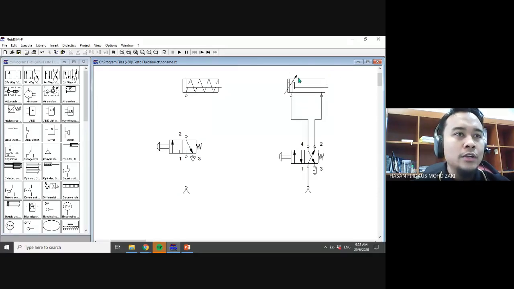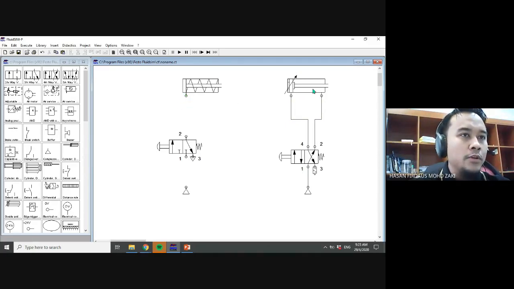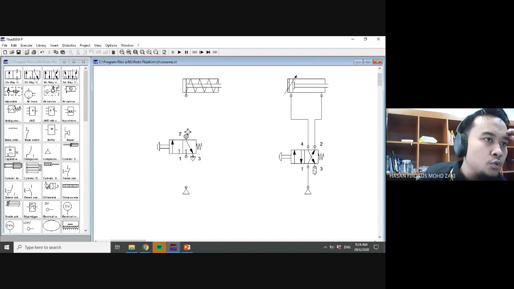Double acting, what is the difference? You have two ports, so you can control the advance or the retract position. That's the only difference: single has one port, double acting has two ports. For the 3-2-way valve, you can see one port at the top, which is port 2. Let's connect this. Now port 2 is connected to our cylinder.